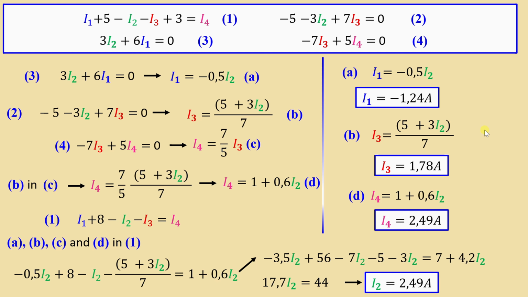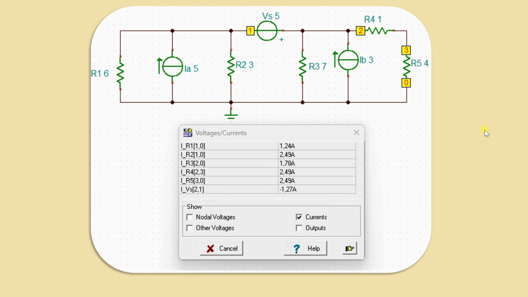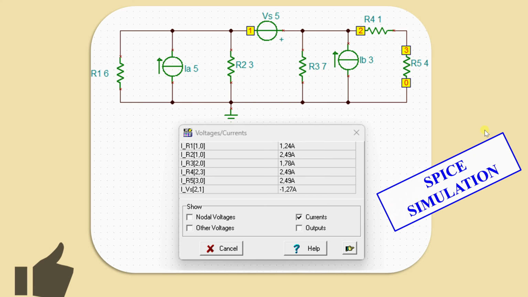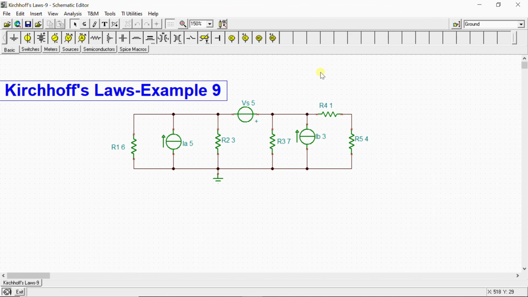After we finish the calculation, we made a simulation using the SPICE simulator in order to verify our calculation. Let's go see together the simulation using the SPICE simulator. Here is the circuit made in the SPICE simulator. We can see here this is R1, this is the current source IA, this is the resistor R2, this is the voltage source, the resistor R3, the current source IB, and we have R4 and R5.